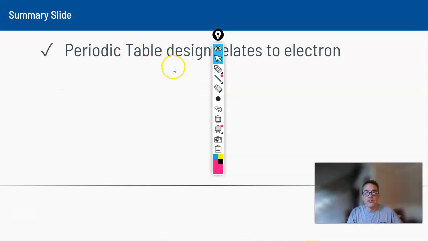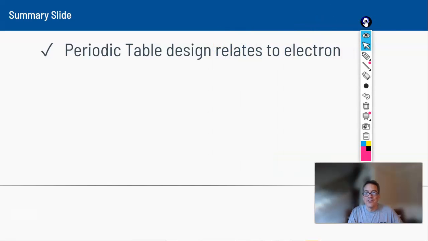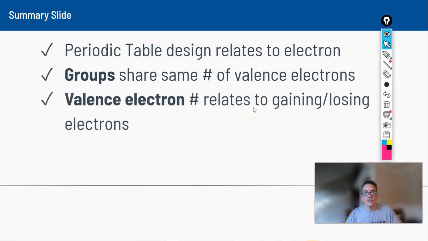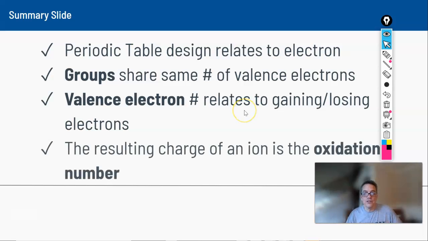All right. So in summary, our periodic table is related to the electron structures that we've got. If we look at the groups, they're going to share the same number of valence electrons. Because they share the same number of valence electrons, they're also going to either gain the same number or lose the same number, which is what the oxidation number is. And that ends up being the resulting charge of an ion, either positive or negative. So again, we can look on our periodic table, predict the number of valence electrons, and predict the charge it's going to have once it gains or loses.